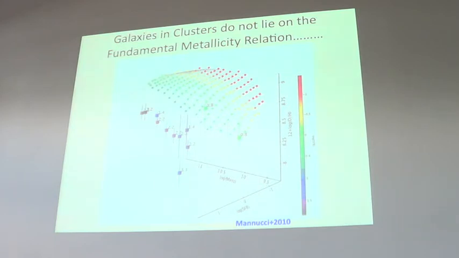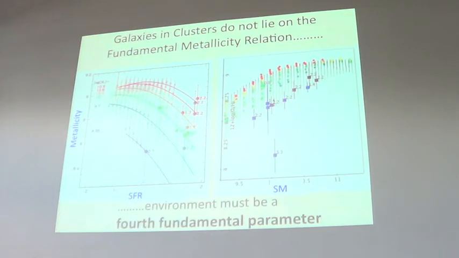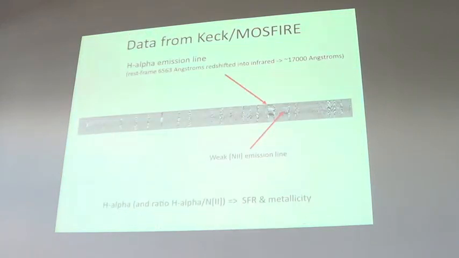Pay me more. Okay, so we know that galaxies in clusters do not lie on the fundamental metallicity relation. I'm throwing speculative stuff up here at the end. For a given stellar mass, galaxies in clusters have higher metallicities. So environment must be a 4th fundamental parameter. We're looking for fundamental relations.